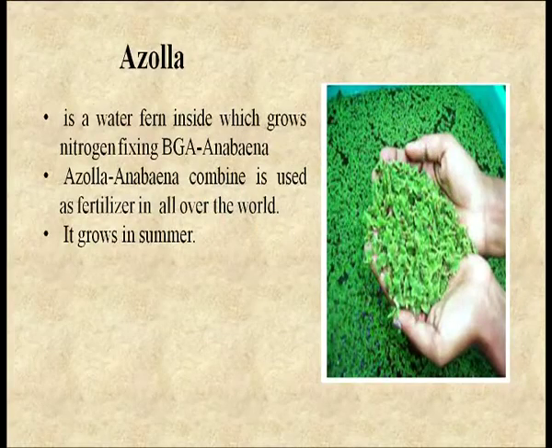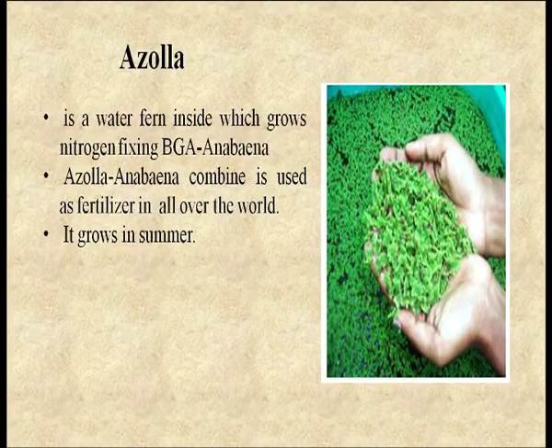Next is azolla. It is a water fern inside which grows the nitrogen-fixing BGA Anabaena. Azolla-Anabaena combined is used as fertilizer all over the world. It grows in summer. Next is phosphorus solubilizing biofertilizers.